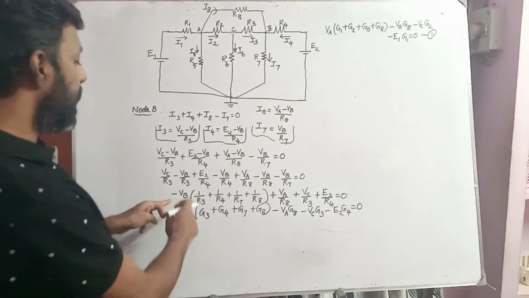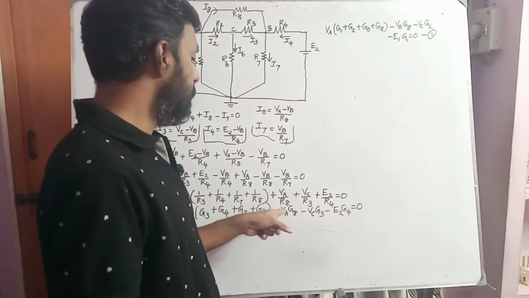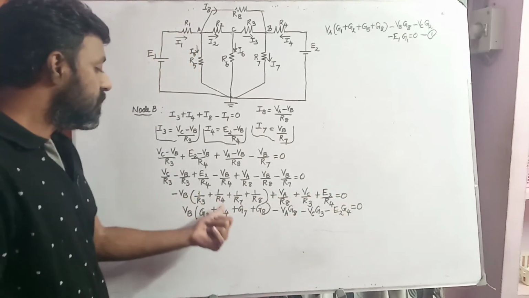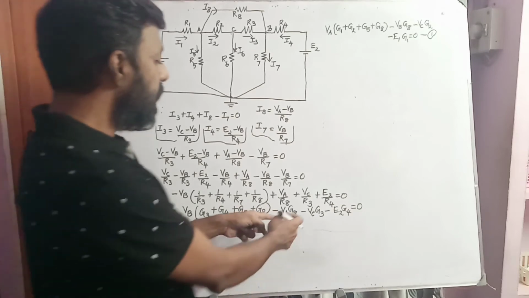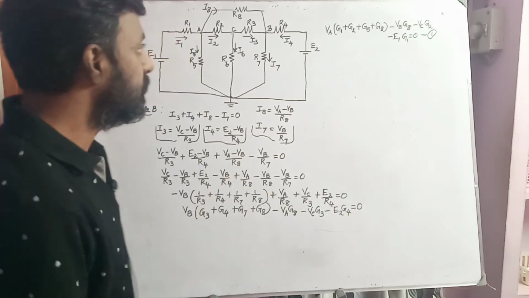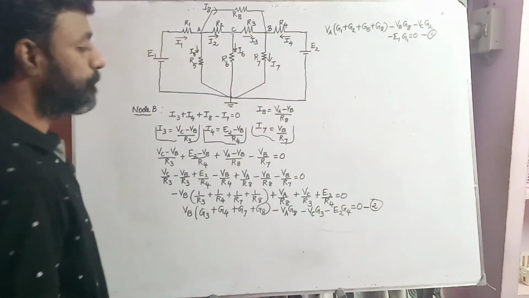So I have changed the sign. Negative values will take a positive value, positive will be negative. So 1 by R3 is nothing but G3, G4, G7, G8, and VA into G8, VC G3, E2 G4 equal to 0. This is equation number 2. I have framed equation number 2 here.